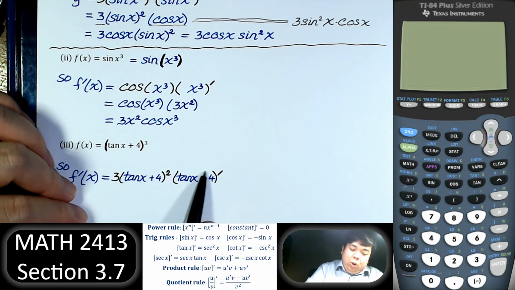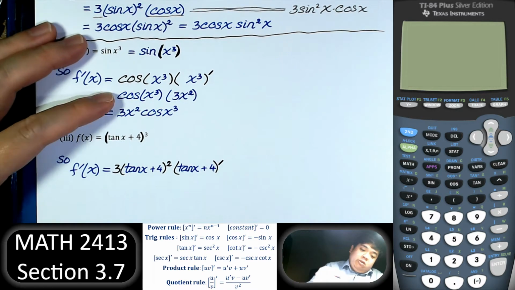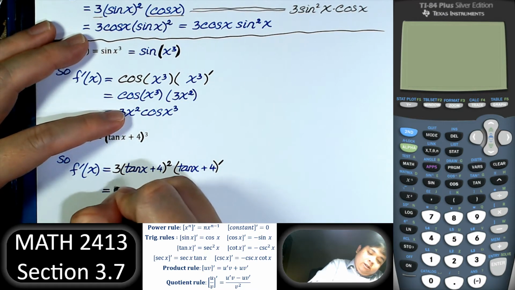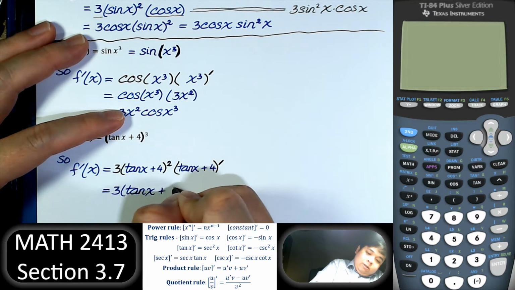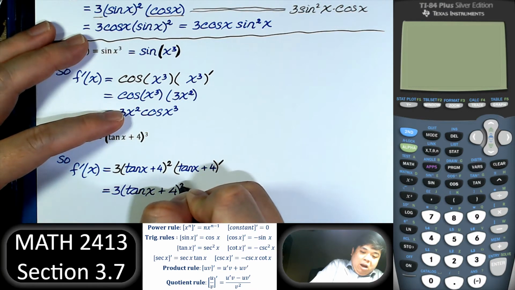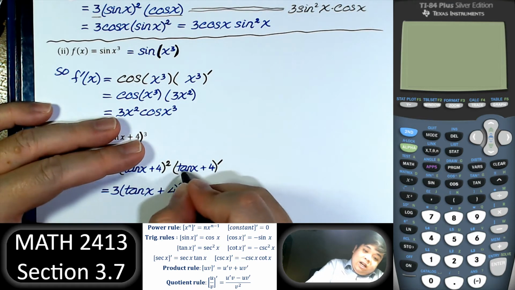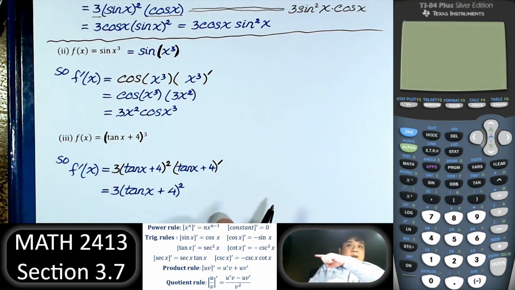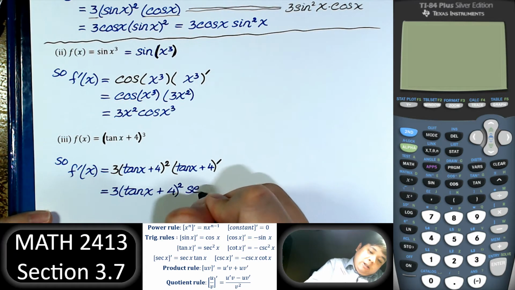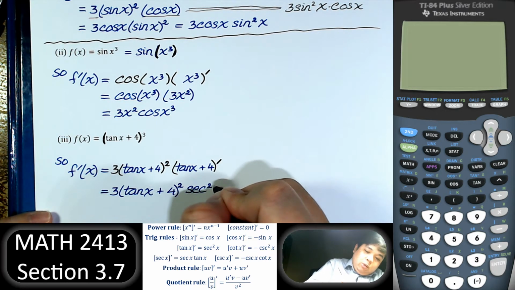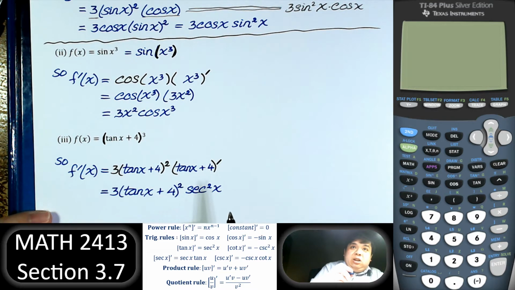Here we only need to take the derivative of tangent x plus 4, again to the second power, so we're not going to mess with that. The derivative of tangent is secant squared, and the derivative of 4, a constant, is 0. So that's what we have.